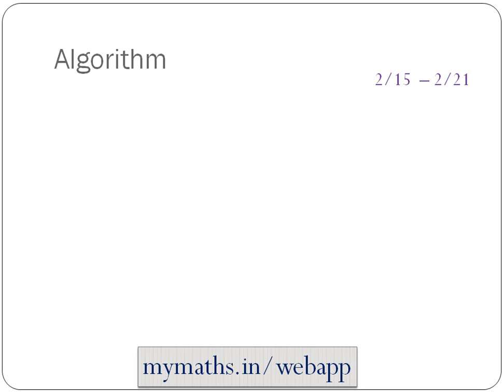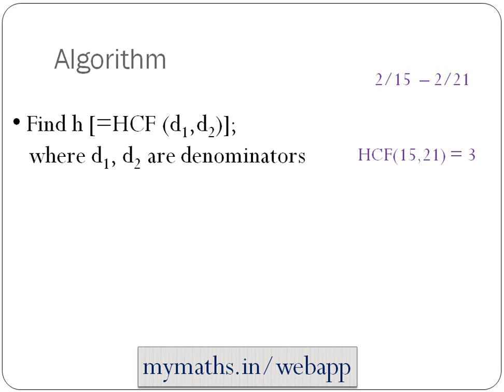Let us take an example of 2 by 15 minus 2 by 21. Here we observe the denominators are 15 and 21. By subtracting the denominators we'll get 6, but 6 doesn't divide 15. So we'll take again the HCF of 6 and 15, and we observe that 6 times 2 is 12, 15 minus 12 is 3, and 3 is our HCF. So this much process we do by calculating in the mind, and we get the HCF as 3.